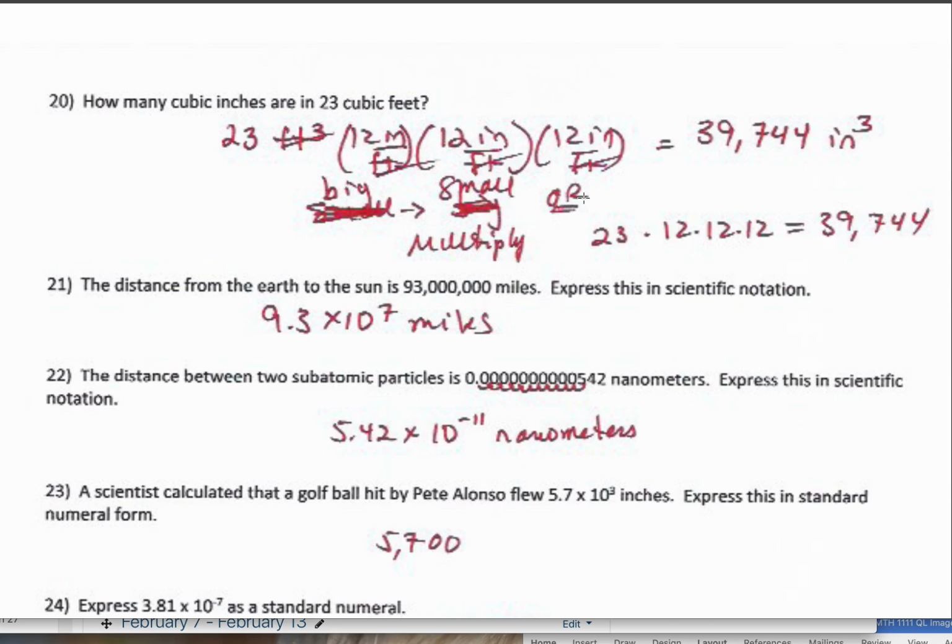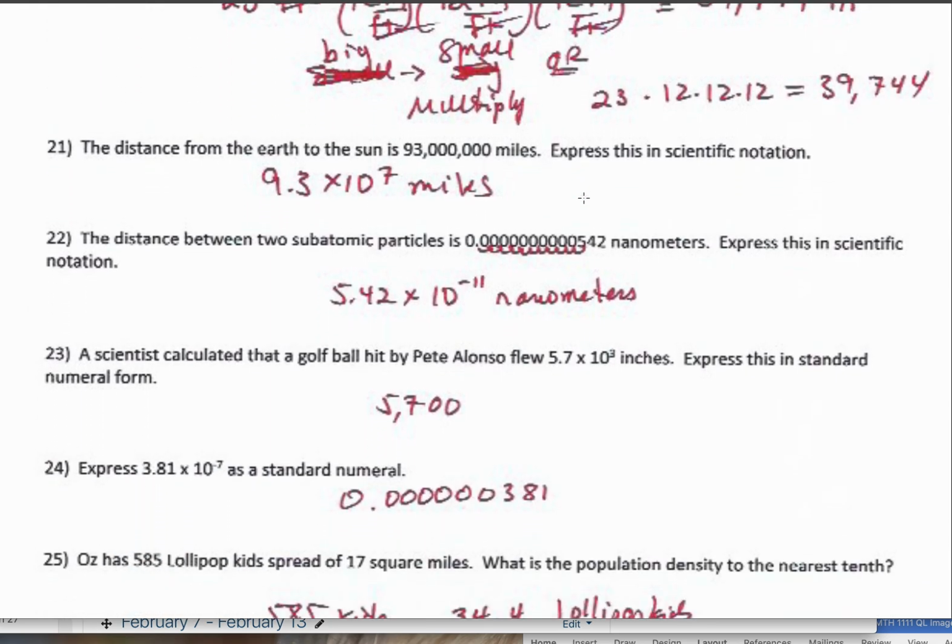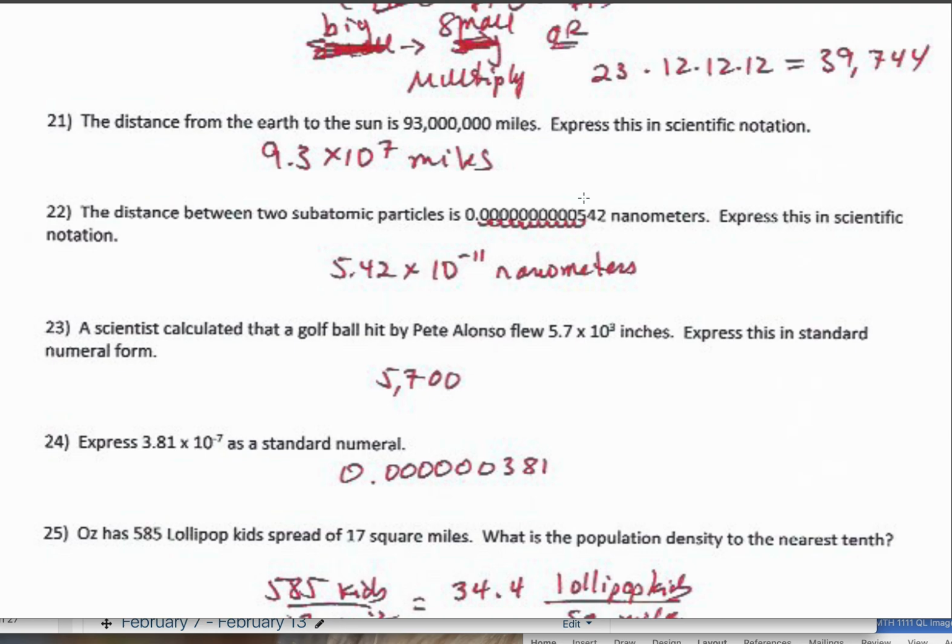A little scientific conversion here. Distance from the Earth to the Sun is 93 million miles. Express this in scientific notation. Well, you're going to move that decimal from the end of the zero until you make 9.3. So that's 3 places, 6 places, not quite there yet. Got to go one more place to make 9.3. That's 7 places, and that's where the exponent of 7 comes from. So 9.3 times 10 to the 7th miles.